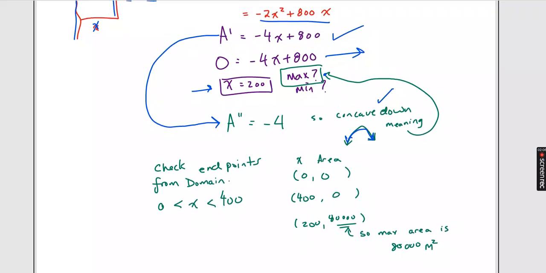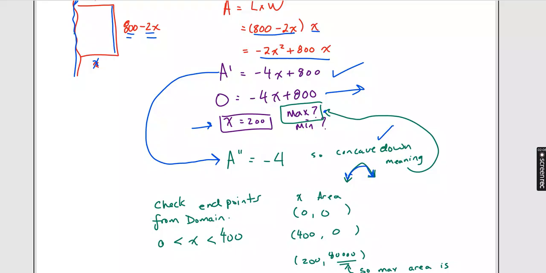Our domain is going to be between 0 and 400. Why? You can't have a number less than 0, because if the width of this rectangle is 0, we don't have a rectangle. It can't be 400 either, because you have 800 meters of fencing, and if you put 400 meters there, how much do you have left? 400, which means you have nothing for the length or the width, just two pieces of fencing, both 400 meters long, on top of each other. That's the absolute maximum.